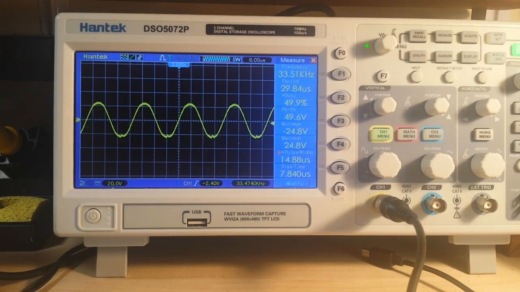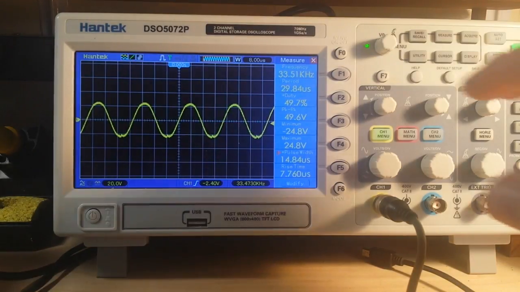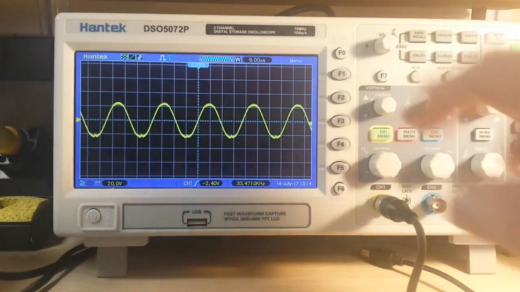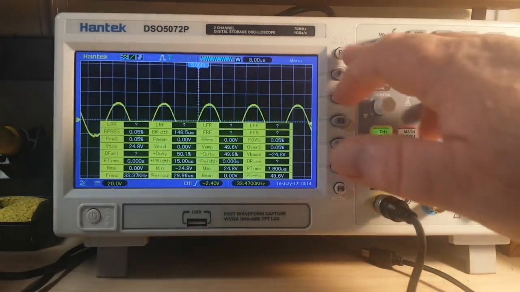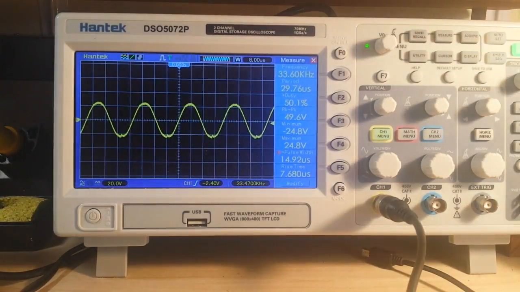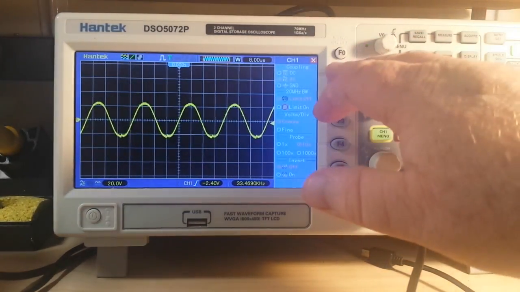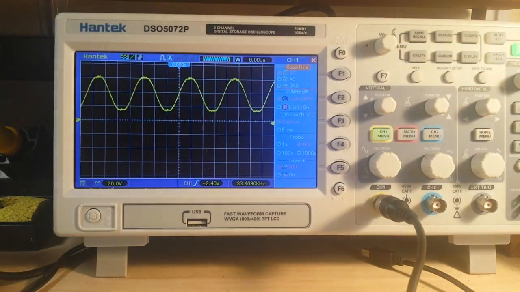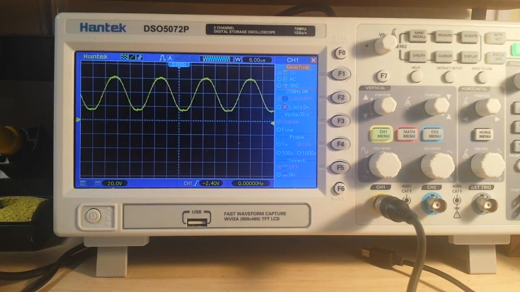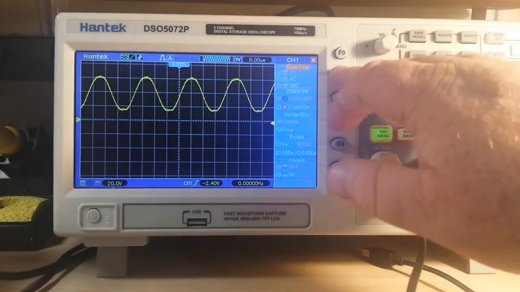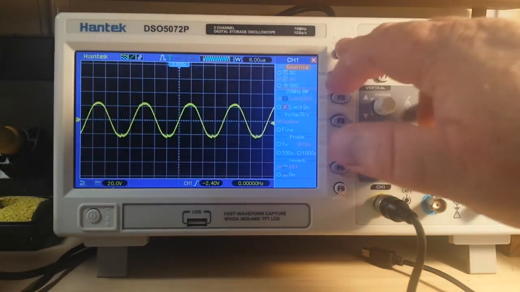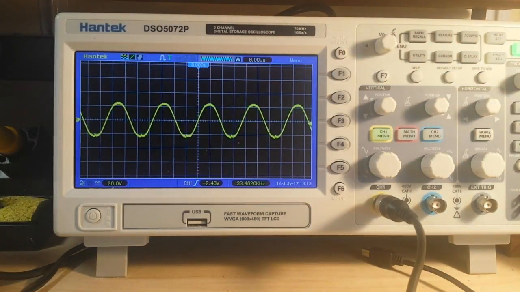So I hope that answers the question on AC versus DC coupling, because basically all it does, when we are on DC coupling, it lets both AC and DC signal parts pass through. But when we put it onto AC coupling, the DC component of the signal is completely blocked, and only the AC component is allowed through.